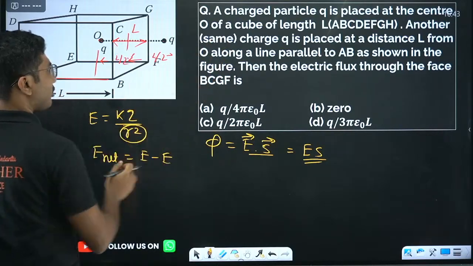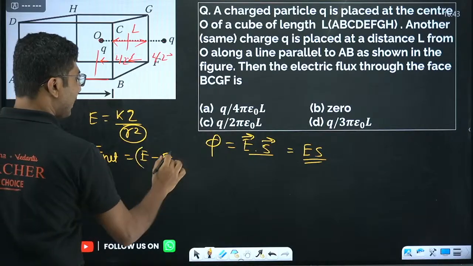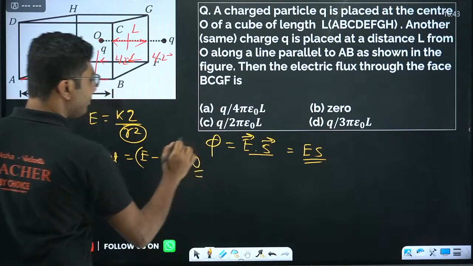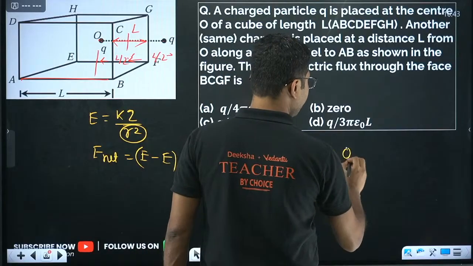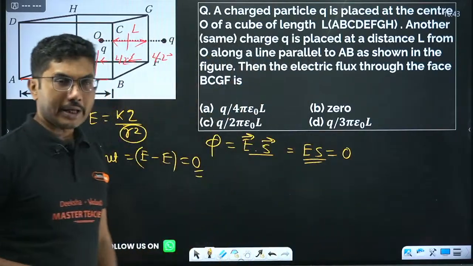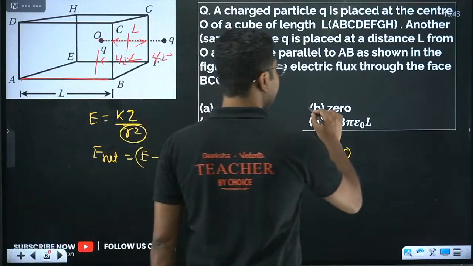If you take this side as positive, this will be negative. So E minus E, so the net electric field will be 0. Net electric field 0 means the net flux will also be 0. So the answer to this question will be 0.